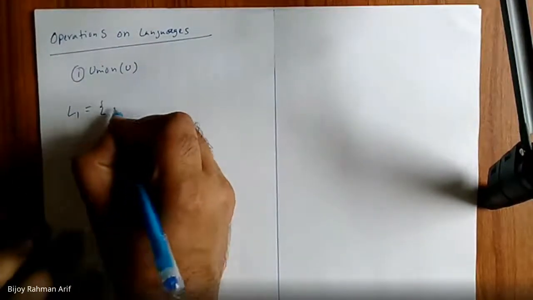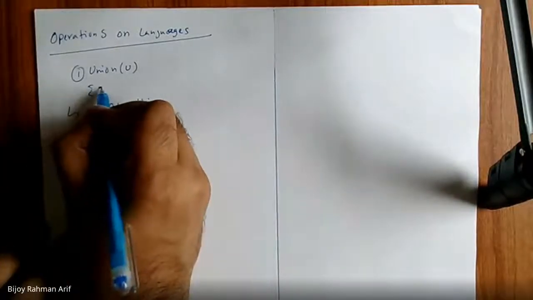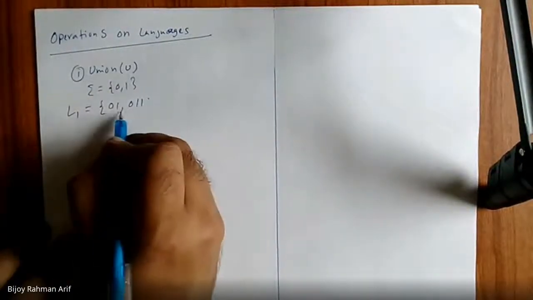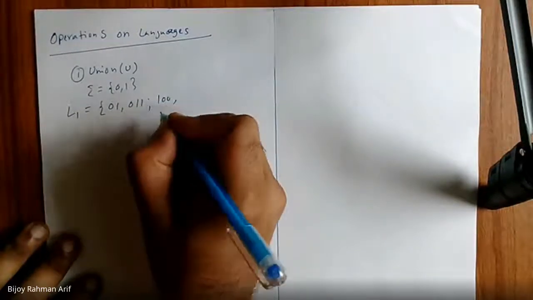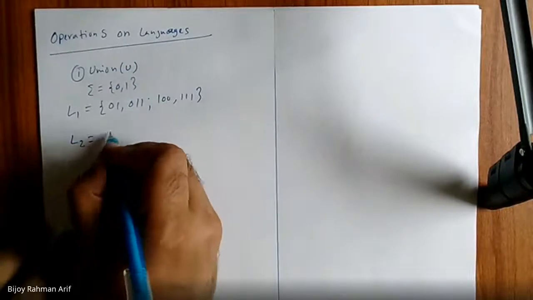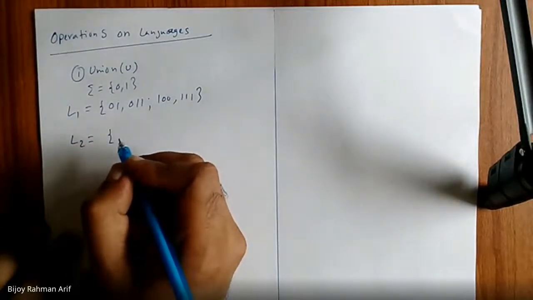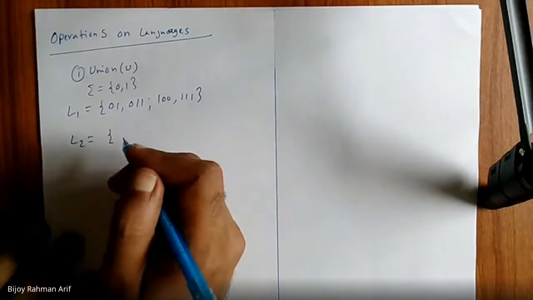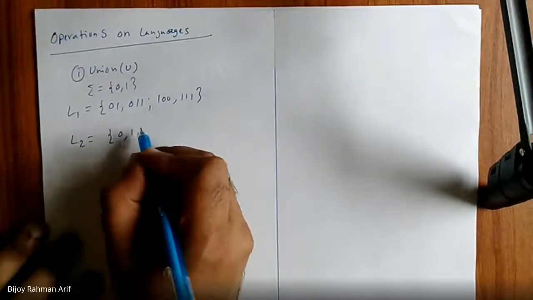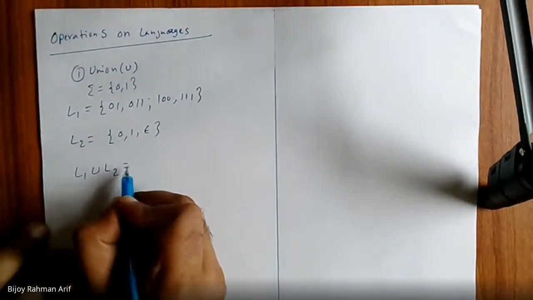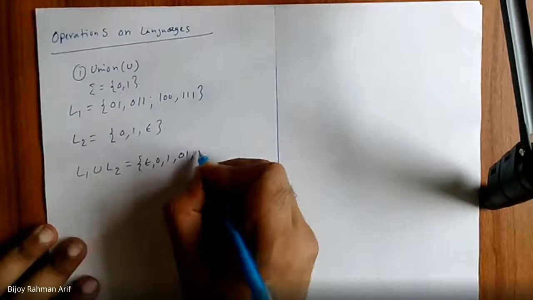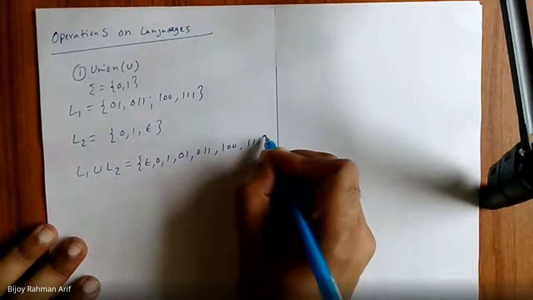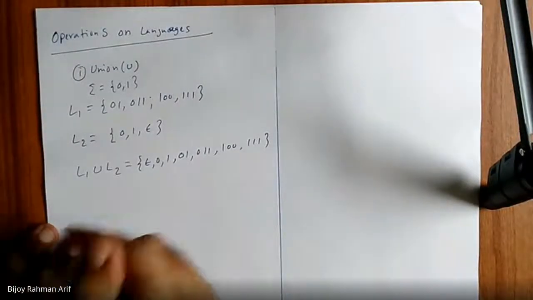If my language L1 is 01011, let's define the alphabet first. My language L1 is 01011, 100111. My language L2 is 01 F7. Then what is L1 union L2? It's all of the elements, including epsilon, 01, 0101, 1100, 111. And if there are duplicates, we write them only once, the same as set union.